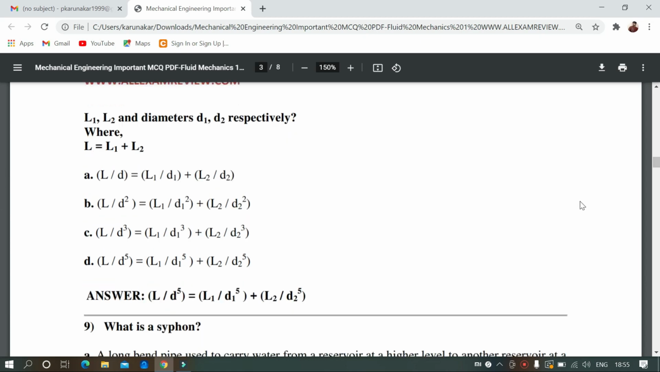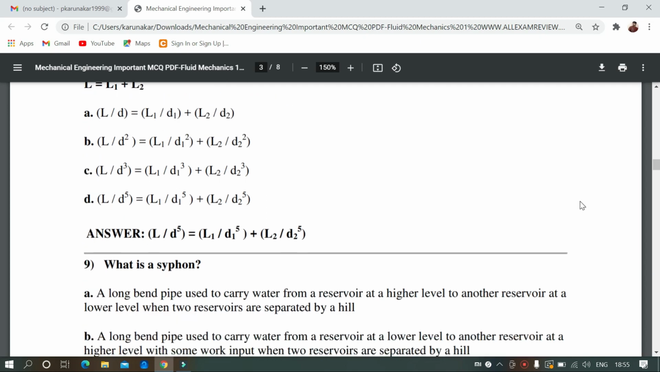Okay, and question number 9 is: what is a siphon? So here they're asking a straight question. You all know what a siphon is, right? If you know, please comment below. A siphon is a long bent pipe used to carry water from a reservoir at a high level to another reservoir at a lower level when the two reservoirs are separated by a hill. Consider a hill with two reservoirs, one at a high level and one at a low level. A siphon tube is mainly used for carrying water from the high reservoir to the low reservoir when a hill separates the two.